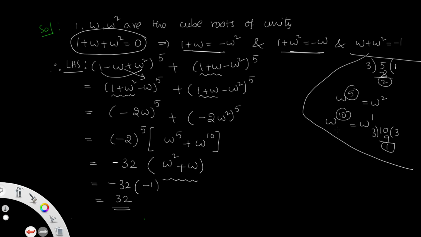Similarly, omega power 10 is there. We divide by 3 and take the remainder as the power of omega, which becomes omega squared. So that is omega squared plus omega, nothing but omega plus omega squared, that is the sum of the cube roots of unity. Then you get minus 1, that is minus 32 into minus 1, that is 32. Therefore it becomes equal to the RHS. Now go to the next bit.